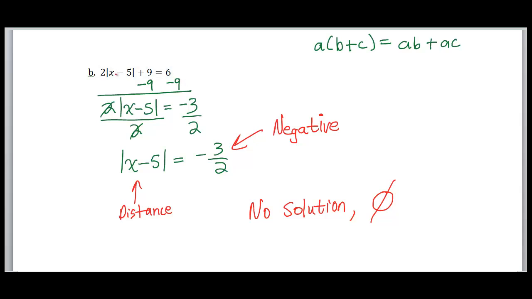So be careful. One thing you have to be careful about is not distributing here. And then another thing you have to be careful about is if you have your absolute value set equal to a negative number. We're going to go to one last example.